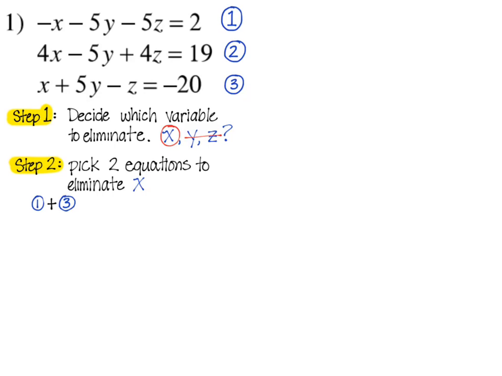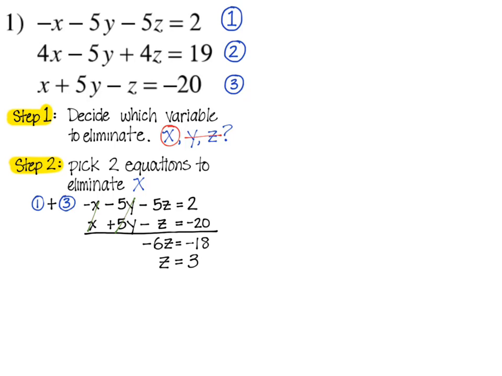And I look at ways that I could combine these equations. And I notice that if I added equation 1, which has a negative x, with equation 3 that has a positive x, the x's would go away. So I'm going to add those two equations. I rewrote them so that it was easier to see them. Adding them together, I get negative 6z equals negative 18, which means z equals 3.